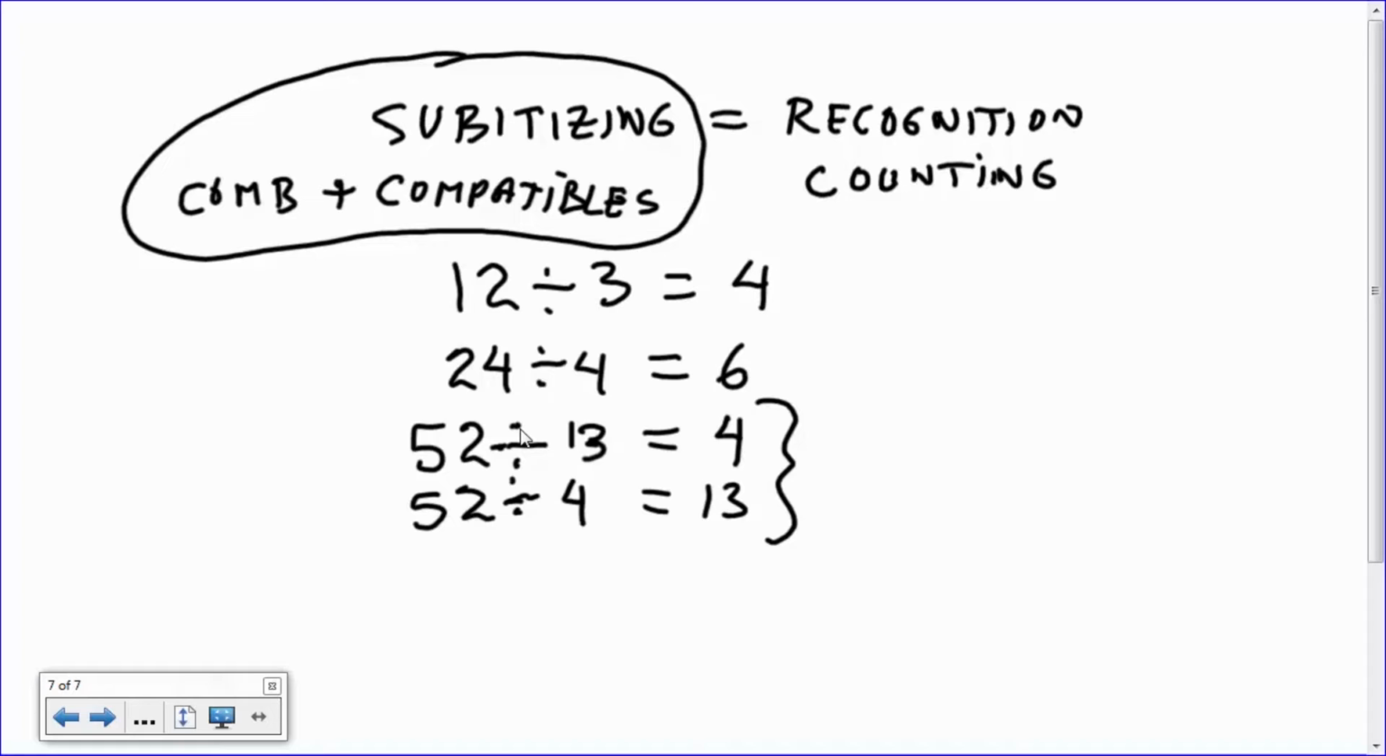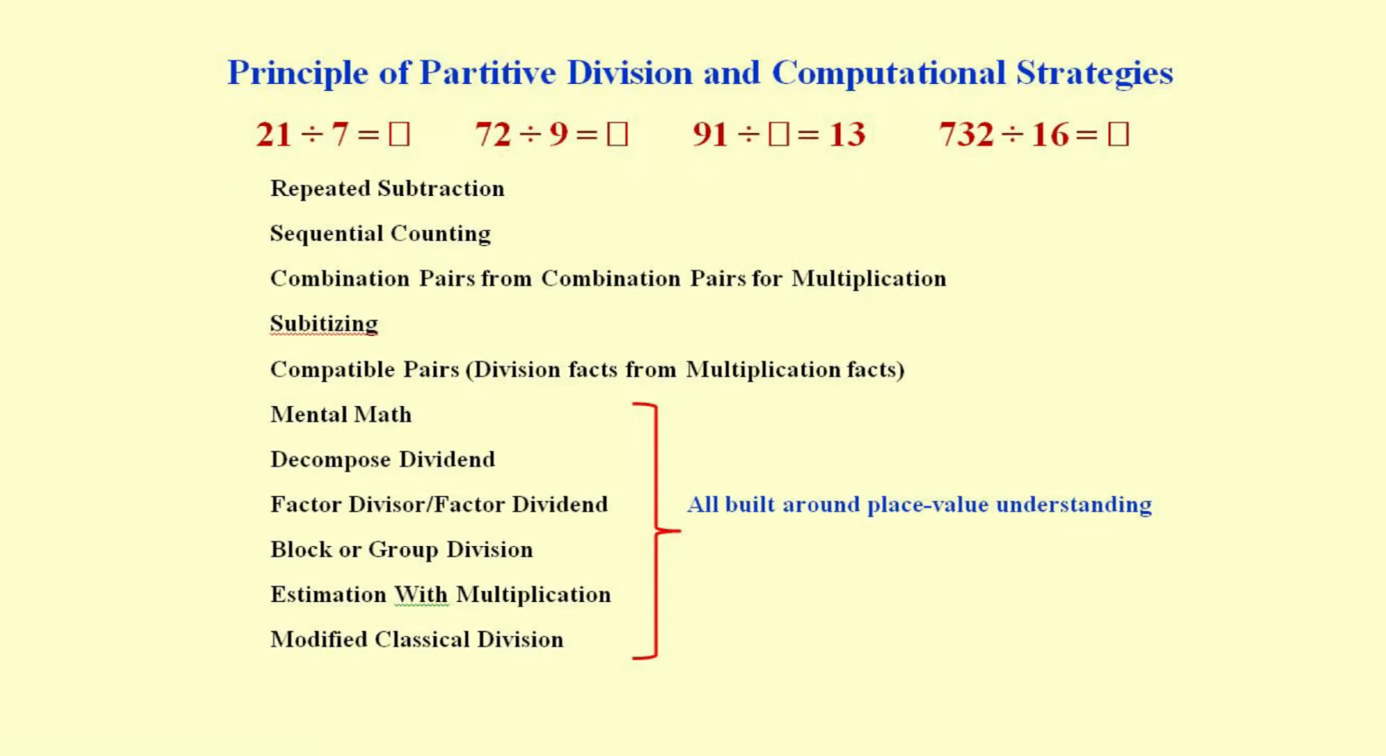It's called recognition counting. Through experience and repeated work with something, they finally figure out, or are able to recall immediately, what the answer is to an arithmetic expression. In this case, we're talking about division. So now we've talked about subitizing, we've talked about compatible pairs, division facts. Subitizing actually includes both combination pairs for division and compatible pairs for division.